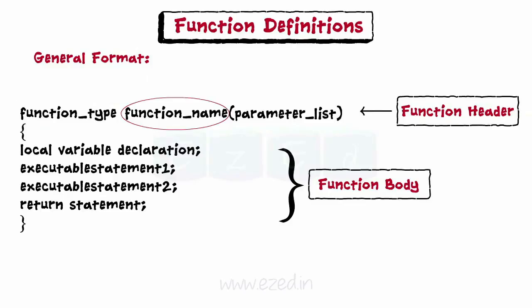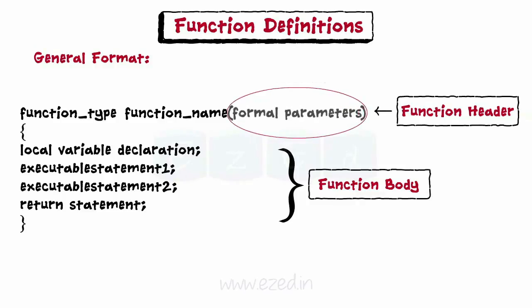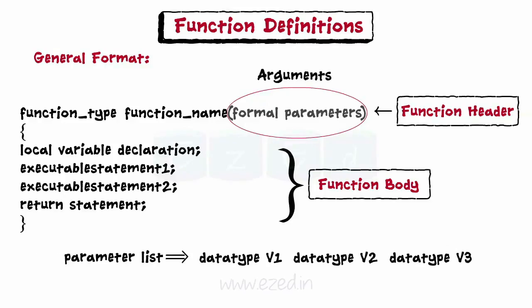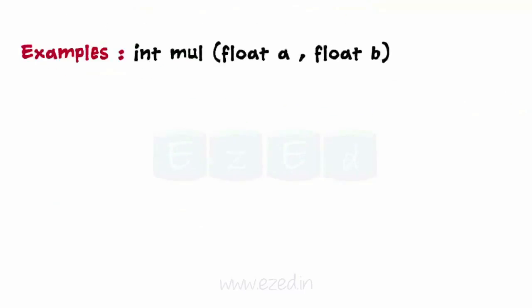Function name should be a valid identifier name. The name should be appropriate to the task it performs, and care should be taken that there are no duplicate names. Parameter list represents the list of variables that will receive the data from a calling function. They are input data to the function to carry out a task. Since they represent actual values, they are termed formal parameters. The parameters are also known as arguments. It consists of declarations of variables separated by commas and surrounded by parentheses. Examples: int mul, float a, float b. Note that there is no semicolon after the declaration.